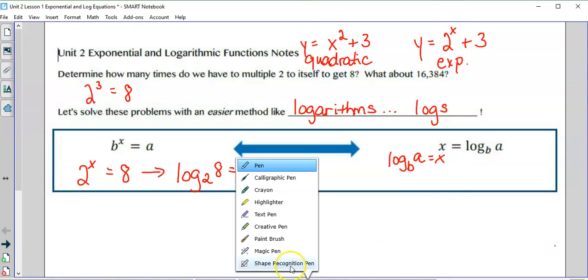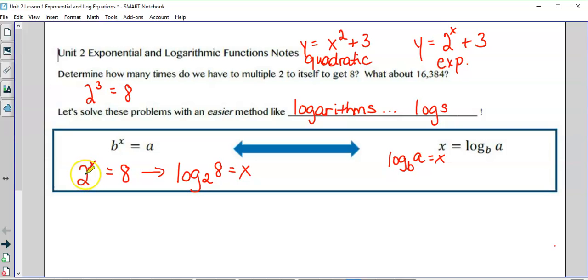Well, let me get my highlighter here. So over here, the base was 2, which goes here, okay? The exponent is x, and that's going to be rewritten right there. And then I don't really know what the technical term for that 8 is, but that goes right there.